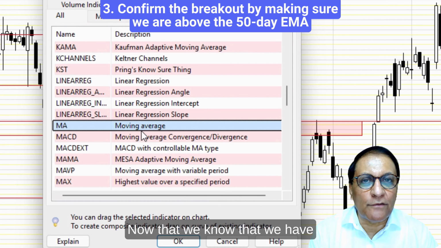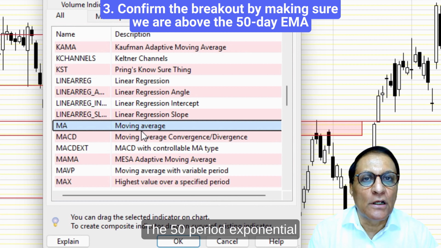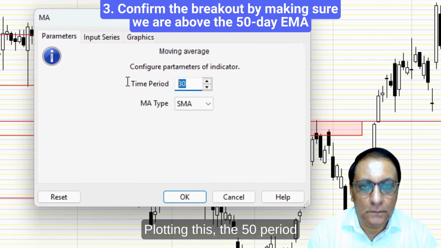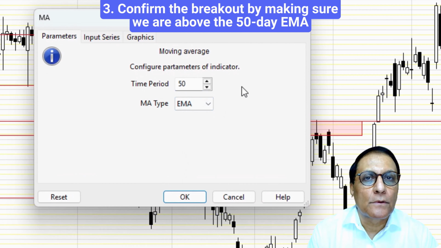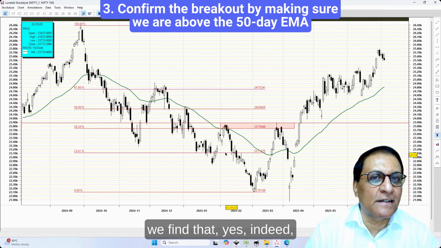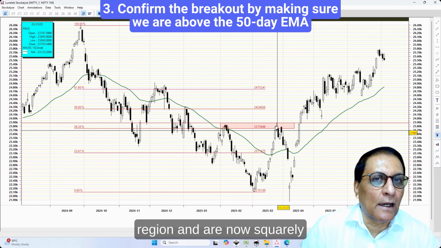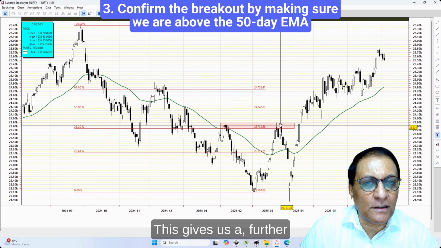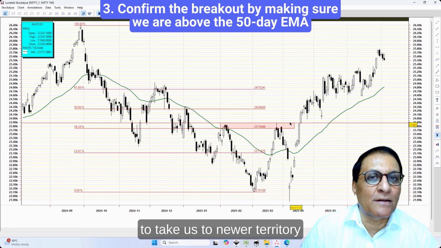Now that we know that we have got the breakout, we certify this with the value zone exponential moving average, the 50 period exponential moving average. Plotting this, we find that, yes indeed, the prices have crossed that region and are now squarely in the hands of bulls. This gives us further confidence that the breakout is genuine and is going to take us to newer territory in terms of bullishness.